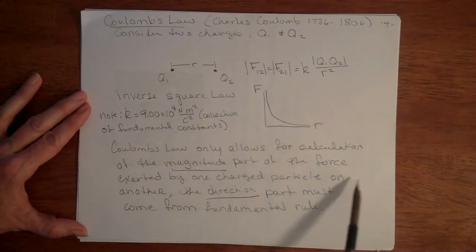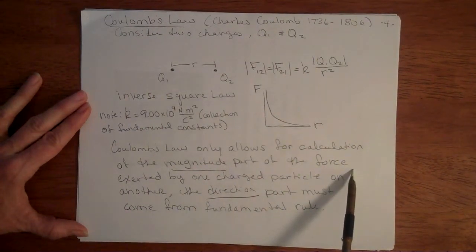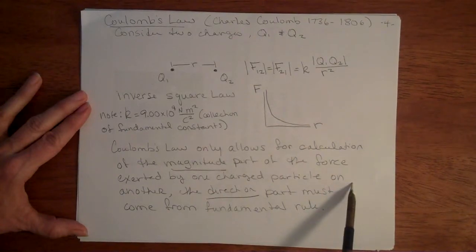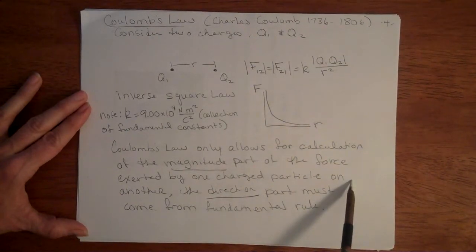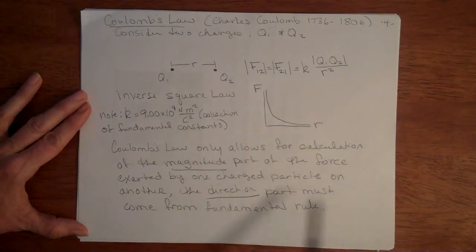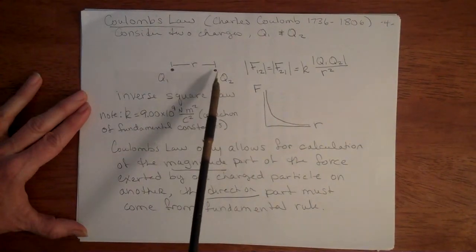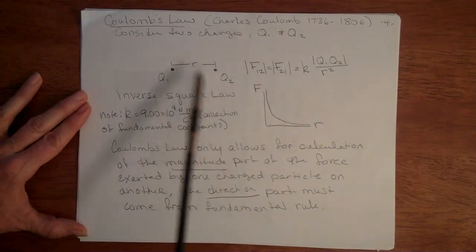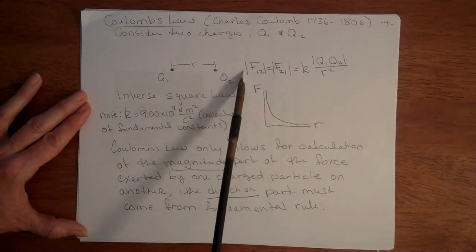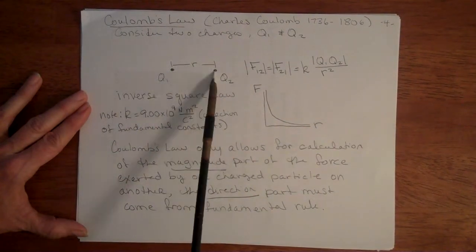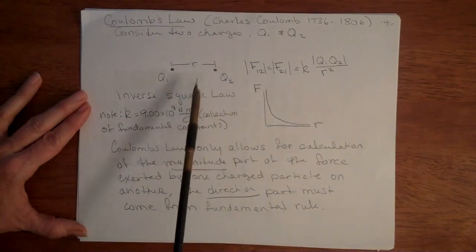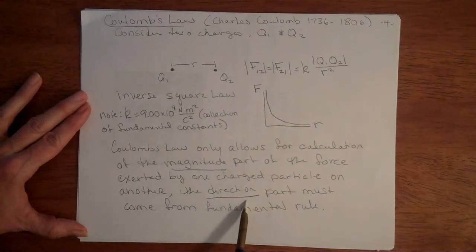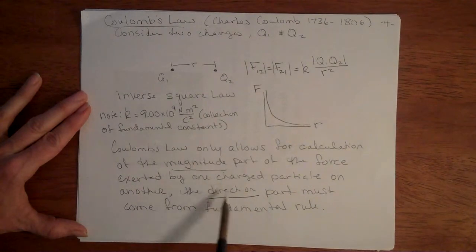Coulomb's law only allows for calculation of the magnitude part of the force exerted by one charged particle on another. We know force is a vector, thus we also need the direction part. The direction part must come from the fundamental rule. There are only two ways that charge 1 can exert its force on charge 2. It will either pull charge 2 toward it if they're opposite charges, or it will push it away if they're like charges. So those are the only two directions, and the fundamental rule will tell you which of those directions it is depending on what the signs of the charges are.